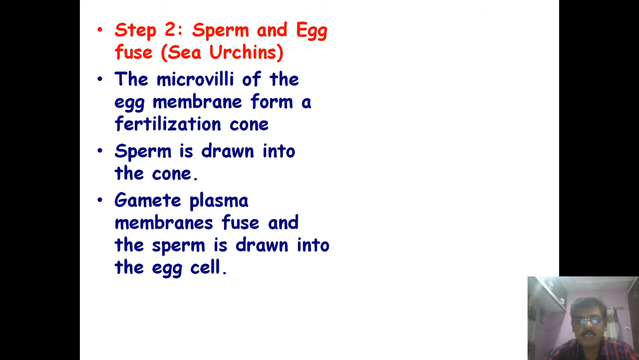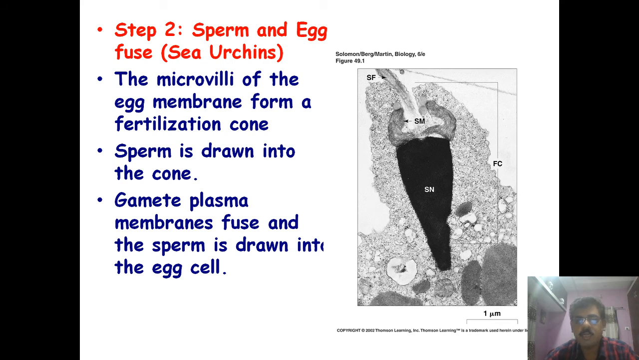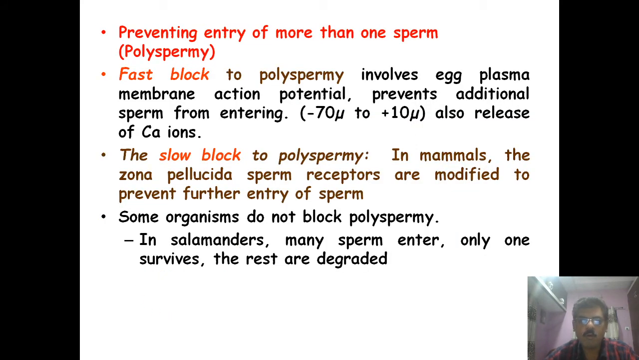In step 2, the sperm and egg fuse together and the microvilli of the egg membrane form a fertilization cone. This is an electron microscopic picture of the fertilization cone. The sperm is drawn into this cone, and the gamete plasma membranes fuse, and the sperm nucleus is drawn into the egg cell by the fertilization cone, towards the ovum.